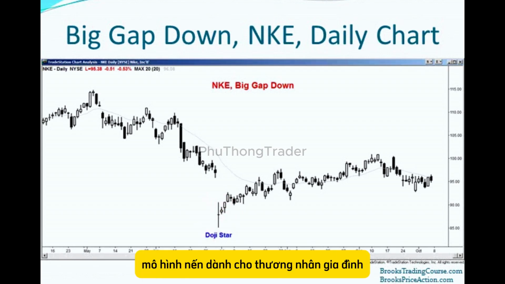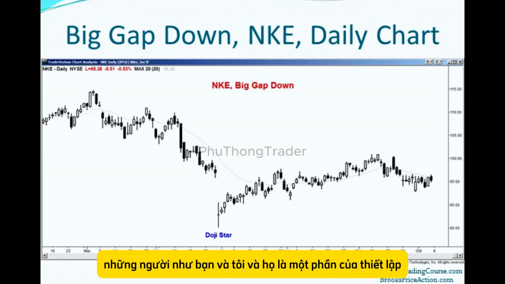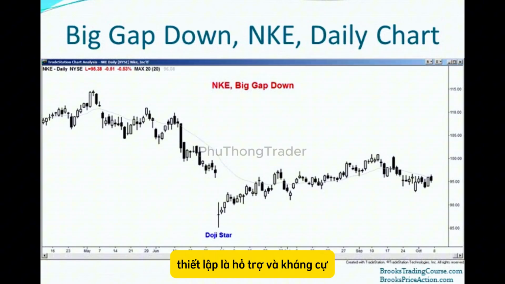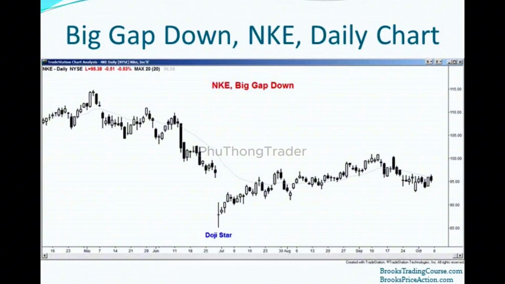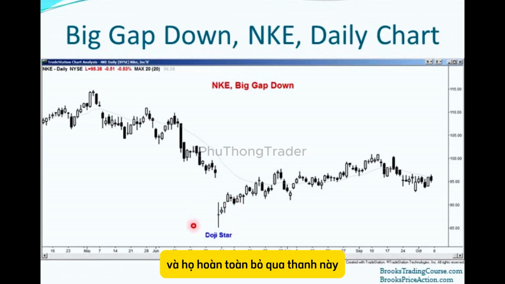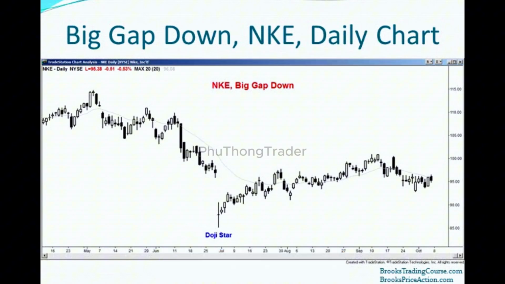Candlestick patterns are for home traders, people like you and me. And they're part of the setup, but they're not the setup. The setup is the support and the resistance, all the stuff to the left. The signal bar is the doji pattern. But the reality is most institutions are placing bets and they're totally ignoring this bar. They don't care. They just are interested in whether or not the market is down to a support level. And then they place a bet. They take a chance.